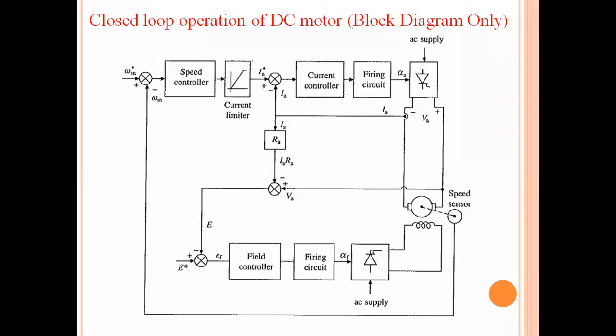Like this, we can control the speed, or we can control the torque, based on the required speed or the required load torque, we can control the motor speed. But the response given by this closed loop operation is very much fast. The purpose of the current loop, which is here, this is the current loop I'll draw. So this is the current loop.